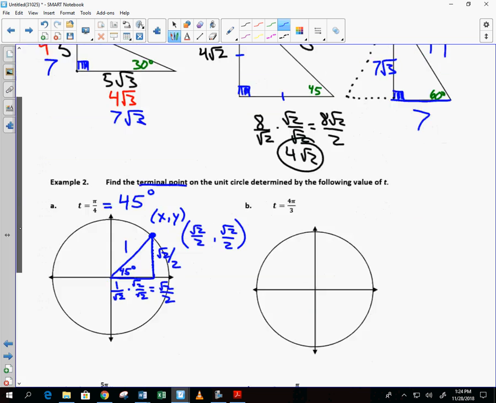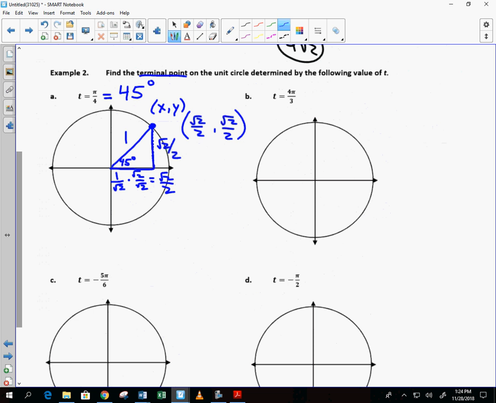We move along. 4 pi over 3. What is the degree measure? 240. Suppose that you are not like Isaac and you have no idea how he came up with 240. Here's what you do. You multiply by 180 over pi. What happens to the pi's? They cancel. What is 180 divided by 3?